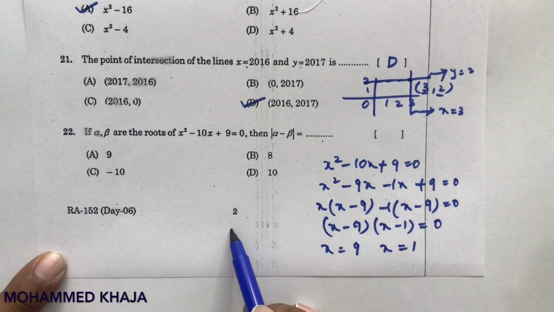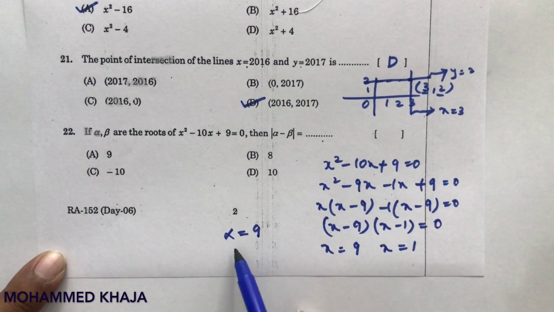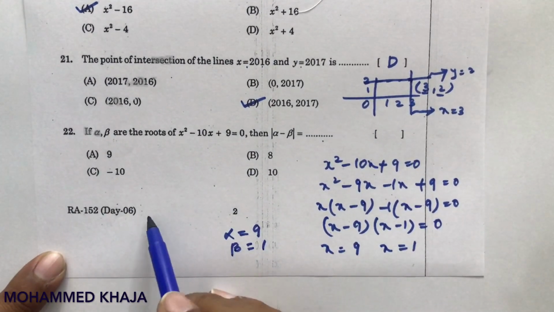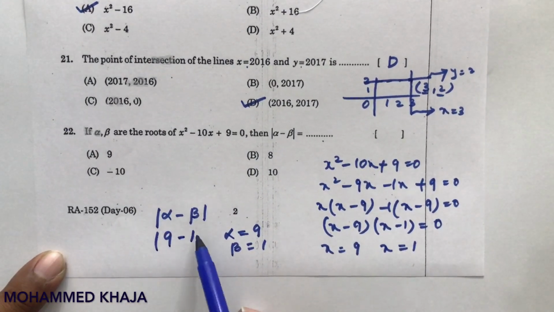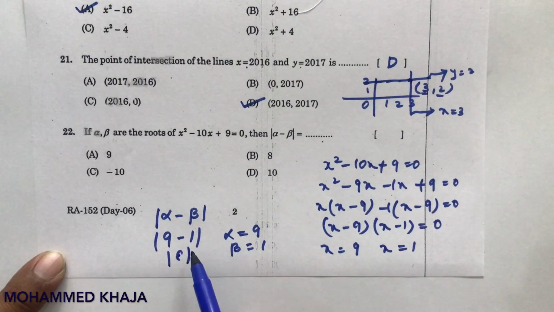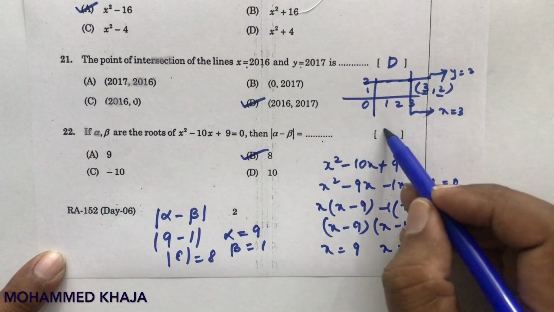So you can consider alpha or beta either way. If alpha is 9, beta will be 1. So modulus of alpha minus beta, 9 minus 1, modulus of 8, which is nothing but 8. Answer is 8. Correct option is B.